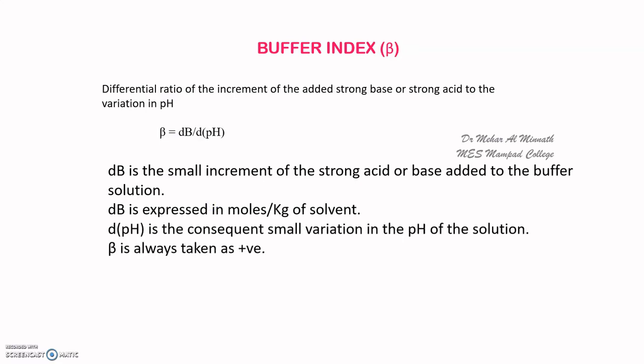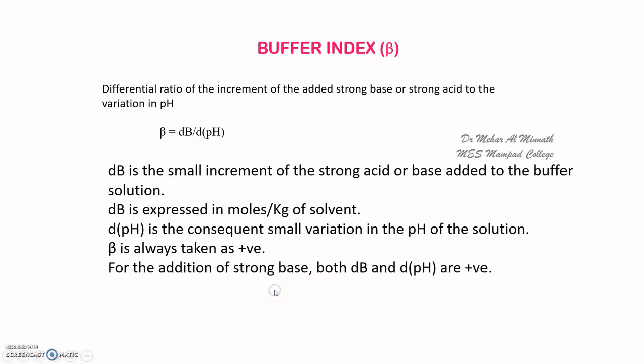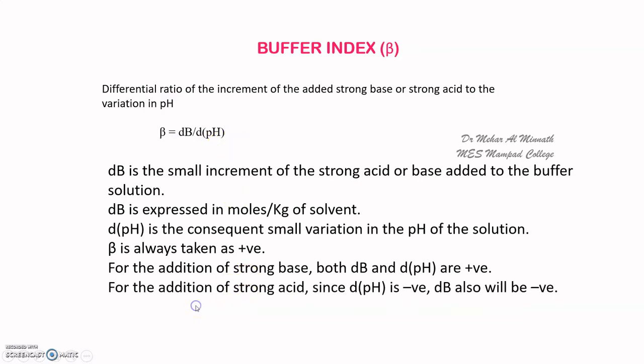And it is considered that beta, that is this ratio, is always taken as a positive value. When a strong base is added, both dB and pH are positive, because when you add a base, pH increases, isn't it? So the change in pH also will be positive. So the buffer index will be positive.